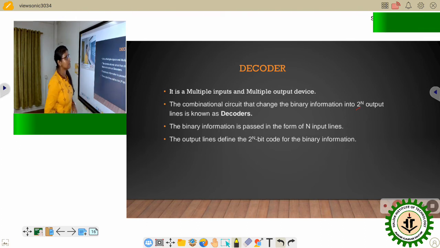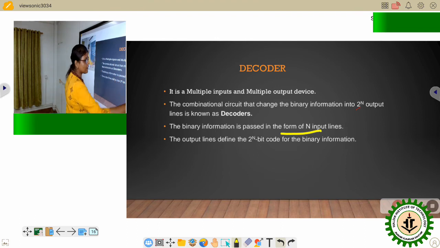So decoder is a multiple input and multiple output device. The combination circuit that changes the binary information into 2 to the power n output lines is called decoder. The binary information is passed in the form of n inputs. As I told you, if I give n number of inputs, we will get 2 to the power n number of outputs. The output lines define the 2 to the power n bit code for the binary information.